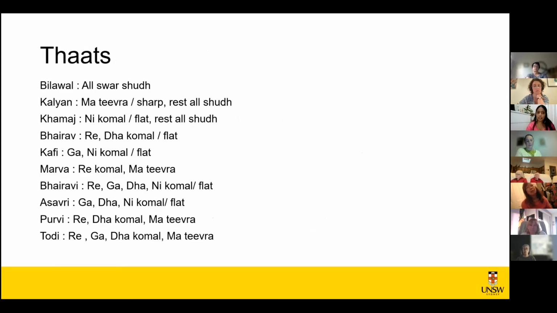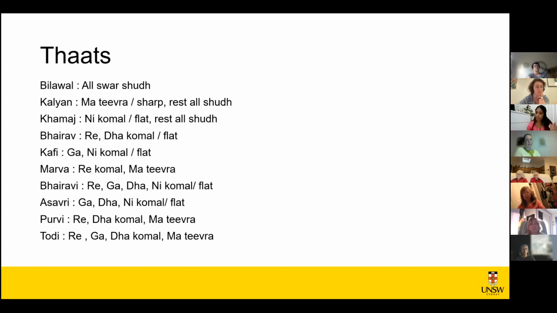So the 10 thaads that we have are these: Bilawal, Kalyan, Khamaj, Bhairav, Kafi, Marwa, Bhairvi, Asavri, Purvi and Tori. The only difference between different thaads is what rules they are following. So in Bilawal, all the notes would be sung in their original sound. So all swar are shuddh. In Kalyan, there would be ma tivra. That means ma would be a sharp note, and the rest would be sung in original notes. In Khamaj, we have ni komal, which is a flat note, and the rest are all shuddh.